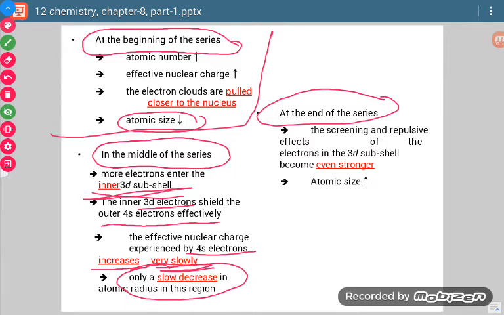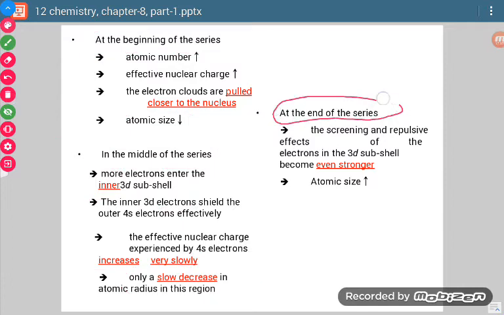Now when we talk about the end of the series, the total number of valence electrons increases to the maximum. Because of more electrons, we feel too many repulsive forces between the electrons. So the inter-electronic repulsive forces become too much. Because of that repulsive force, at the end of the series we observe an increase in the atomic size.